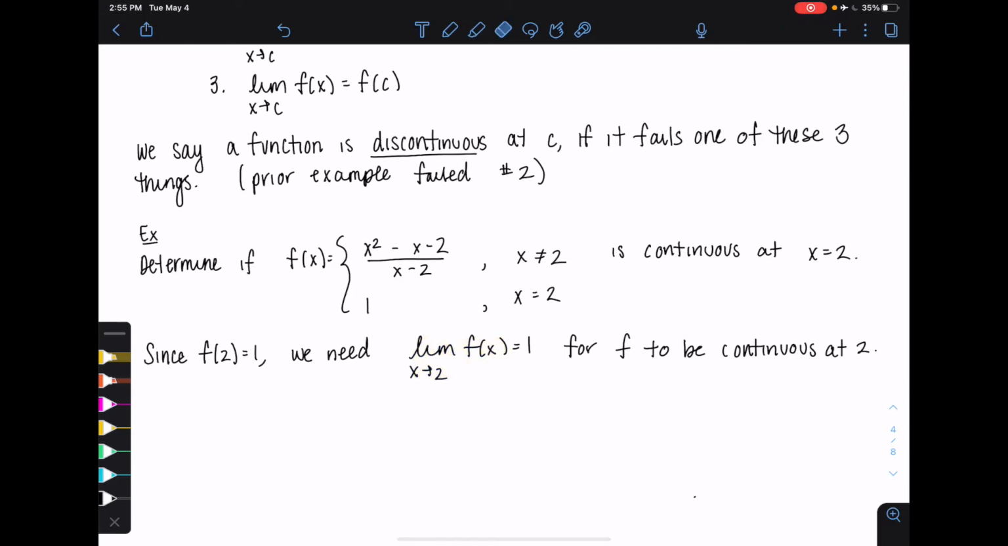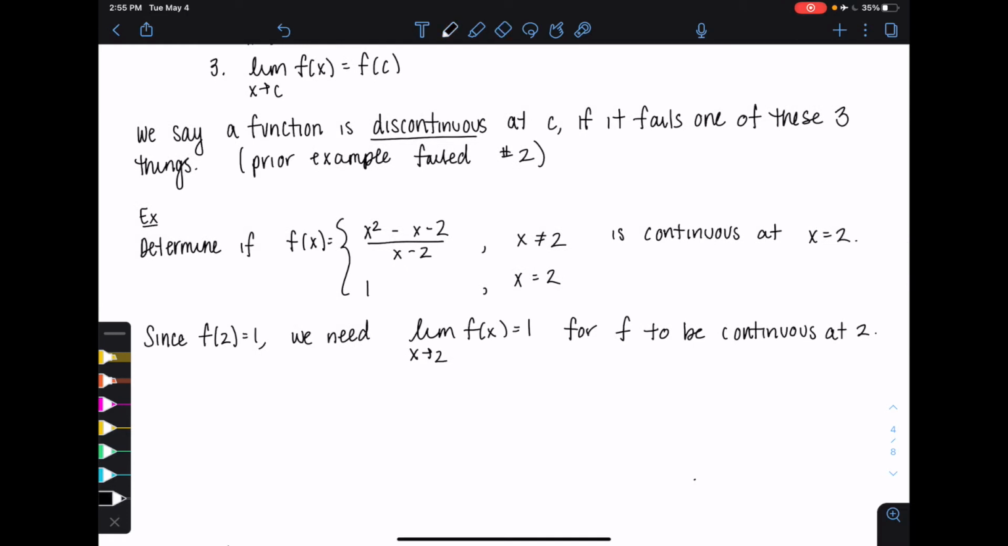And so if we go ahead and try to evaluate that, we want the limit as x approaches 2 of our function.